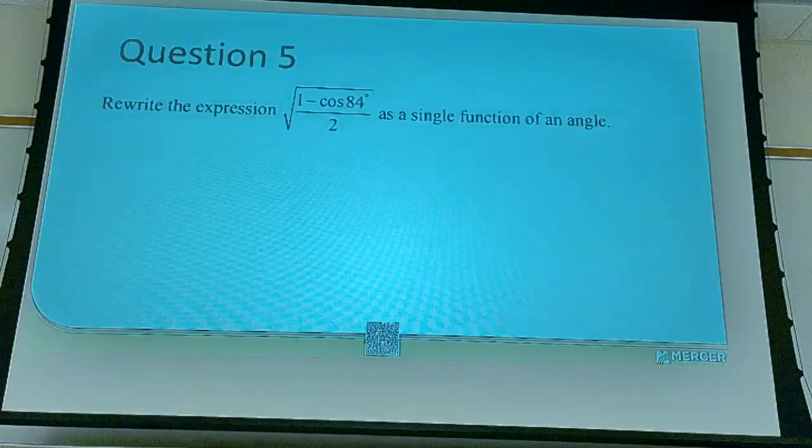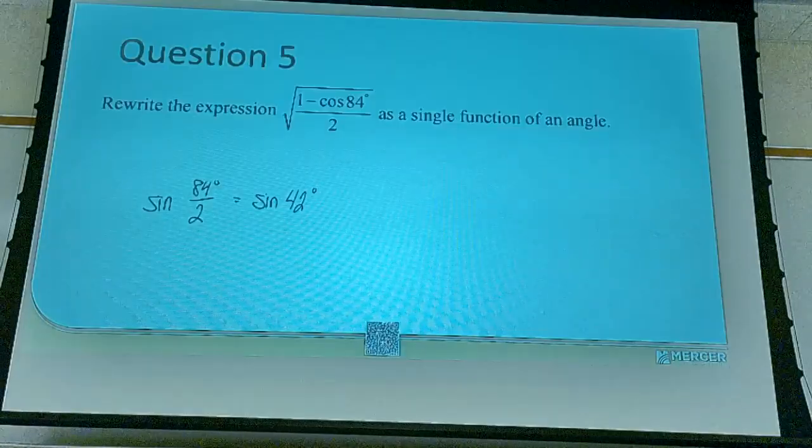Square root of 1 minus cosine of 84 degrees over 2. Isn't that the half angle for sine? That'd be sine of 42 degrees, because you have to make sure that that is correct.